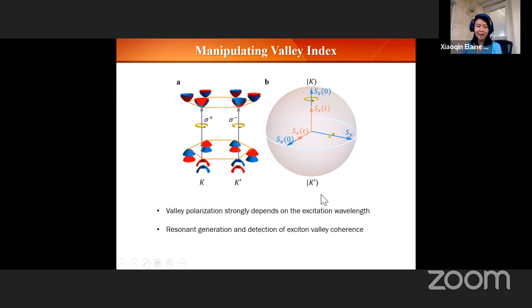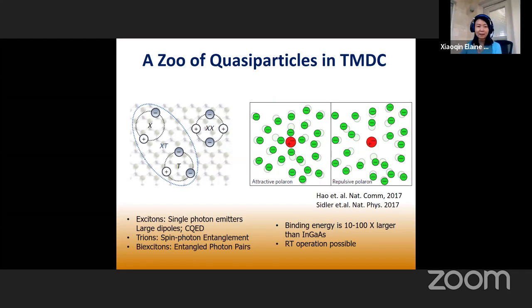So if you were to use the valley as a degree of freedom, as with any two-level system, we can represent it with Bloch vectors, as all of you are quite familiar with. You can ask yourself the question: can I manipulate carriers in these two-level systems for information processing purposes? So band structure alone is not enough to explain the light emission property.